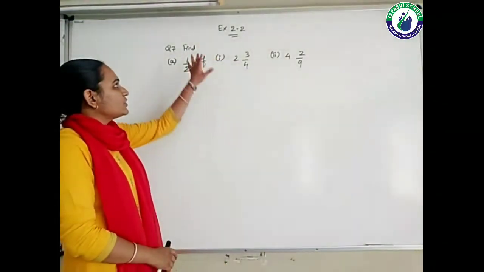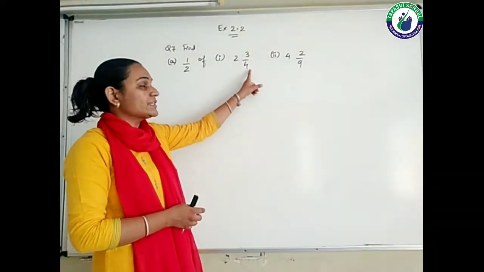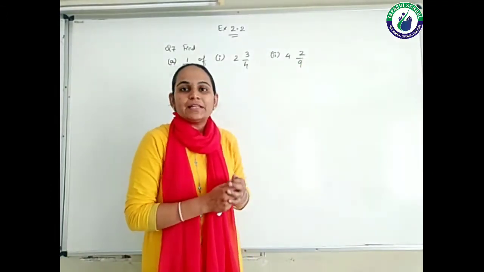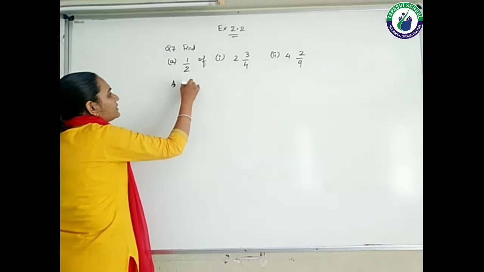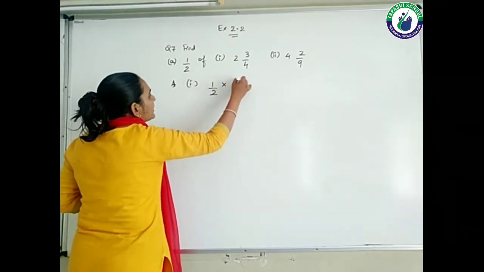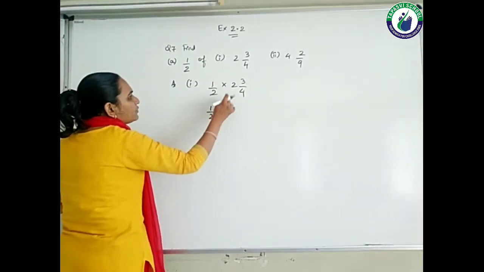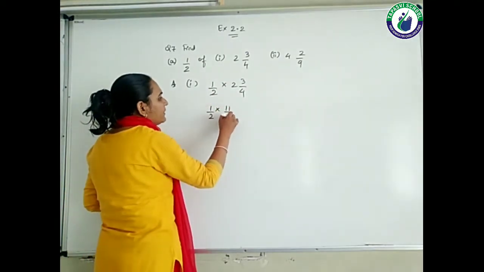Again, the same kind of question is this: find, right? Find half of 2 integer 3 by 4. Similarly, find half of 4 integer 2 by 9. So let's see the calculation here, students. First one we'll do this one. Half of 2 integer 3 by 4, right? So half into 2 4s are 8, 2 4s are 8 plus 3, so it's 11 upon 4.